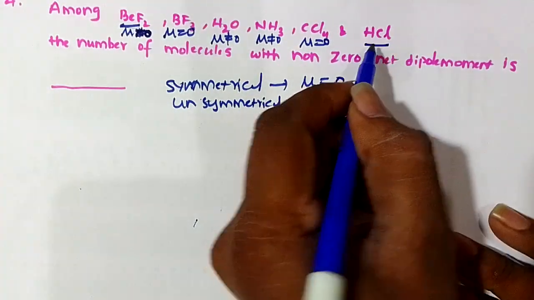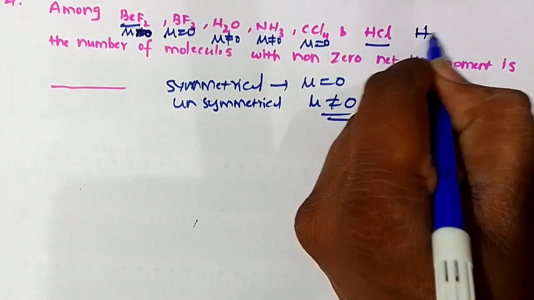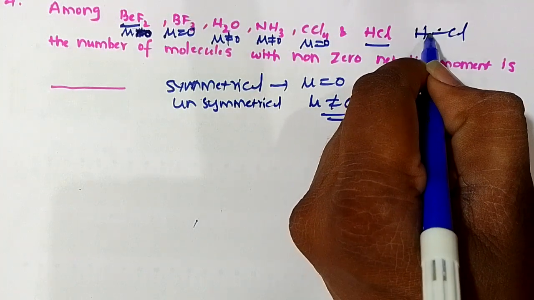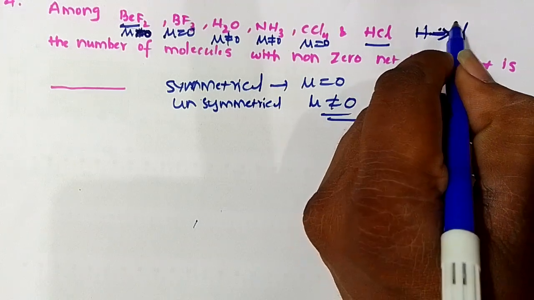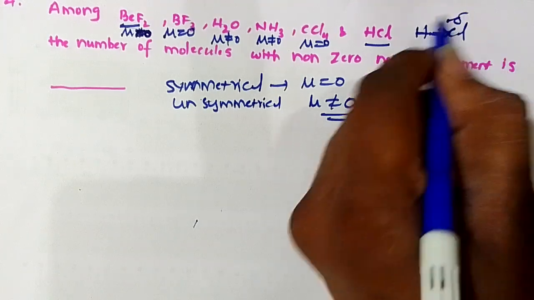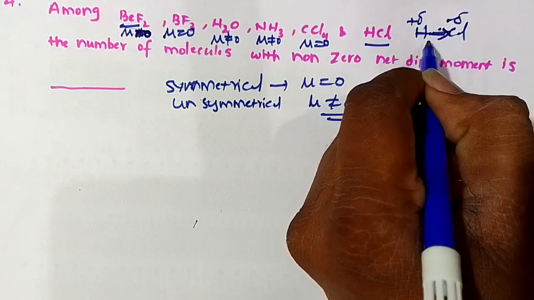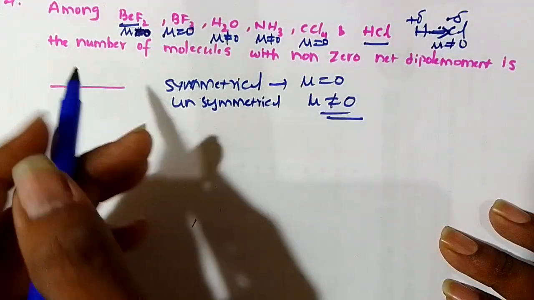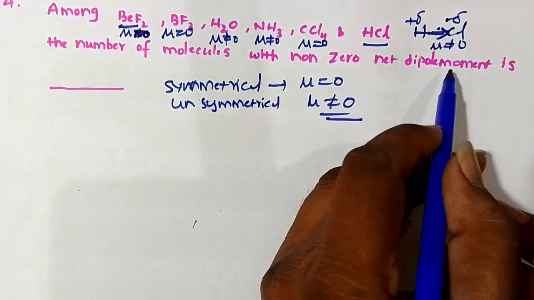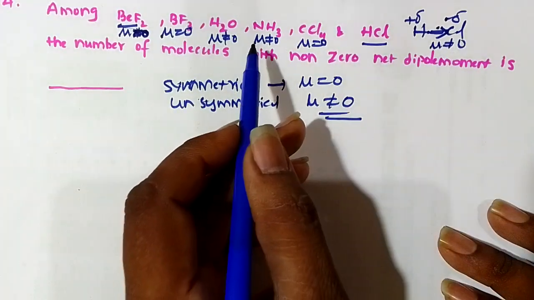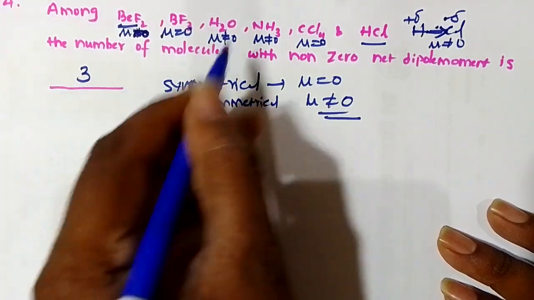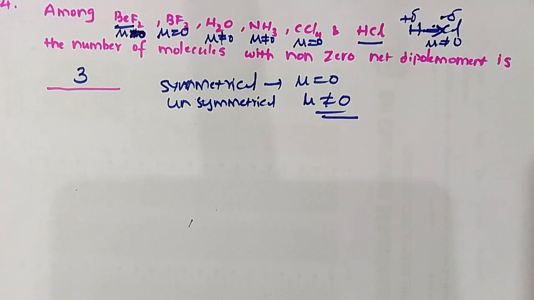Next, HCl. In HCl, chlorine is more electronegative and attracts the bonded electrons towards itself. It gets a partial negative charge and hydrogen a partial positive charge, hence it has a dipole moment, so mu is not equal to 0. So how many molecules have non-zero dipole moment? 1, 2, 3. So the answer is 3. The remaining have dipole moment 0.